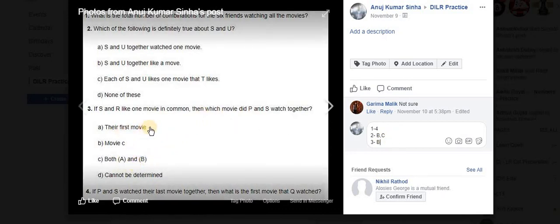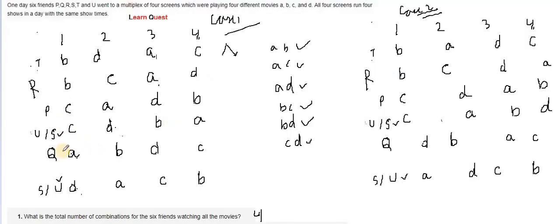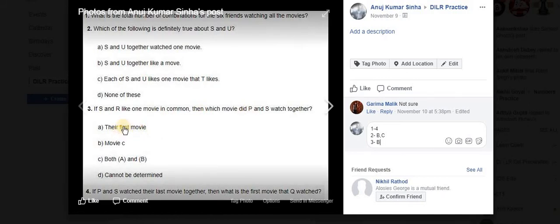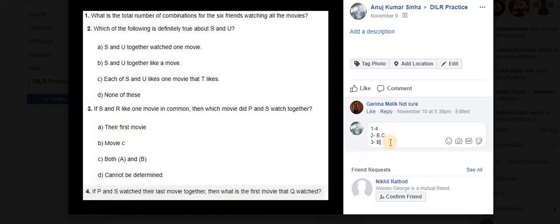What is A? The first movie. So P and S watch together which movie? P and S watch together C, that is the first movie. Here also they watch together the first movie, that is C. Okay, so the first movie is also true, right? So they watched their first movie together, and that movie was C. So A and B both are true, right? So it is C. A and B both are true. This will be the answer for the third question.